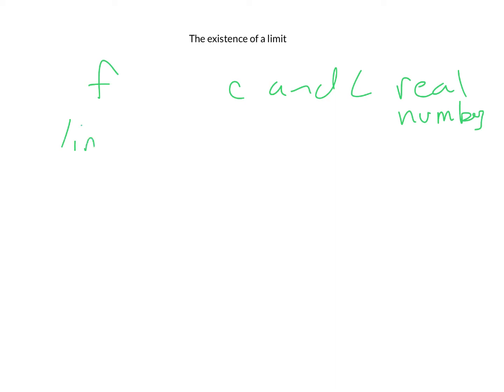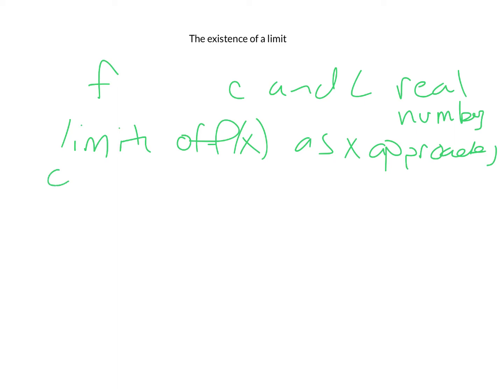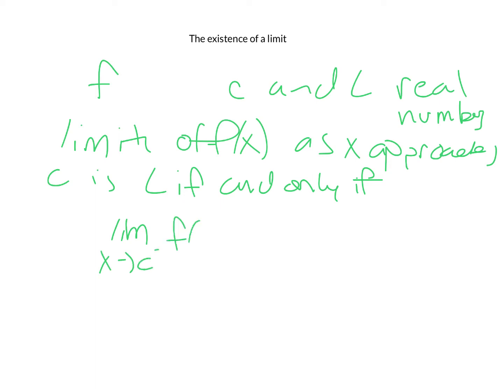The limit of f of x as x approaches c is L if and only if the limit from the left as x approaches c of f of x equals L, and the limit from the right as x approaches c of f of x is L. So what this is saying is pretty much what you did in the last section, right?